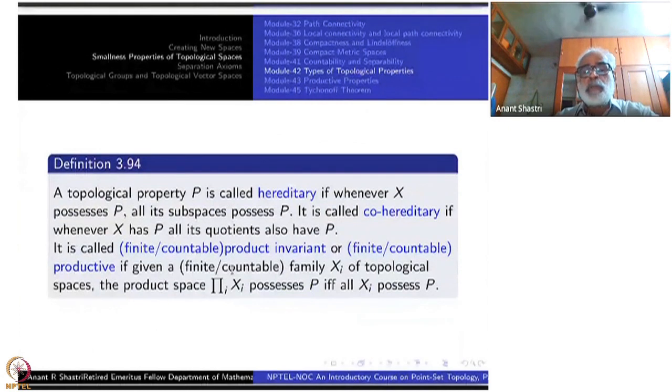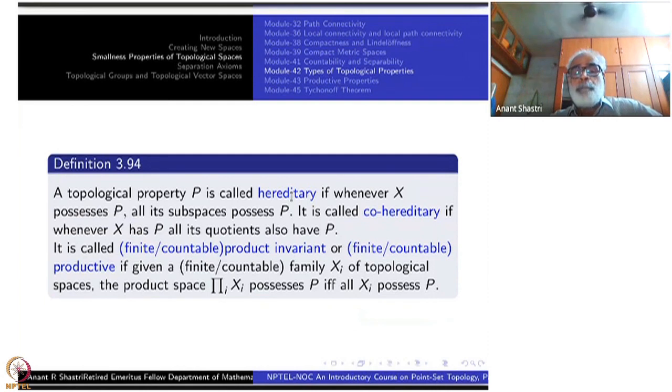So let us tentatively make a few definitions. If we need more and more definitions or modify these definitions, we can keep doing that. First property is hereditariness. Property P is called hereditary if whenever X possesses it, all subspaces should possess the same property. It will be co-hereditary if whenever X possesses it, all quotients of X should possess it.